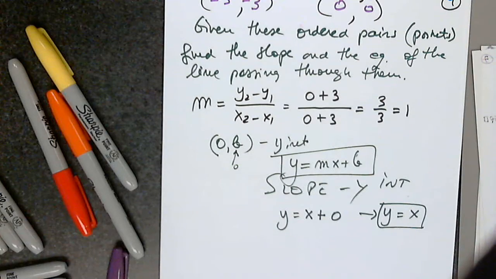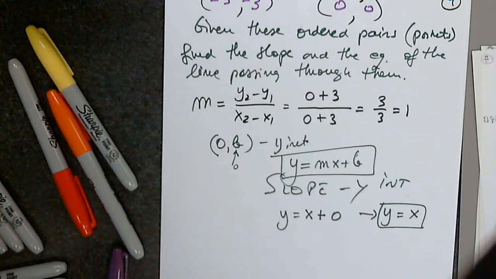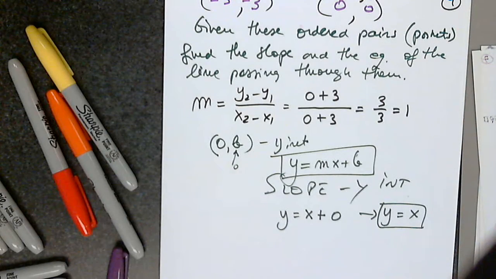Corey picked -3, -3 and 0, 0. So then this must be the equation. Because if it passes through -3, -3 and 0, 0, it will pass through 1, 1. It will pass through 2, 2. It will pass through 10, 10. It makes sense, right? Good.